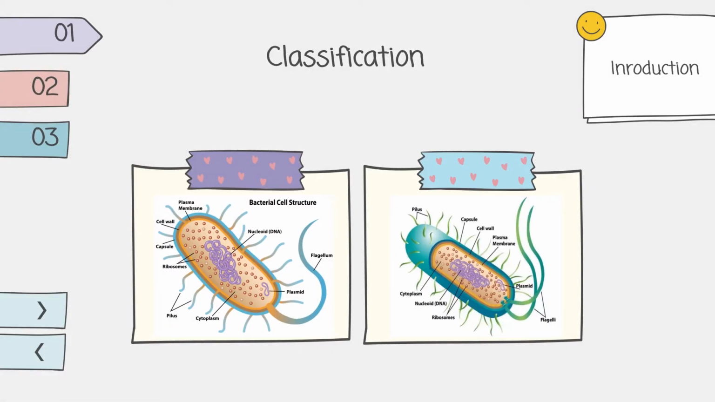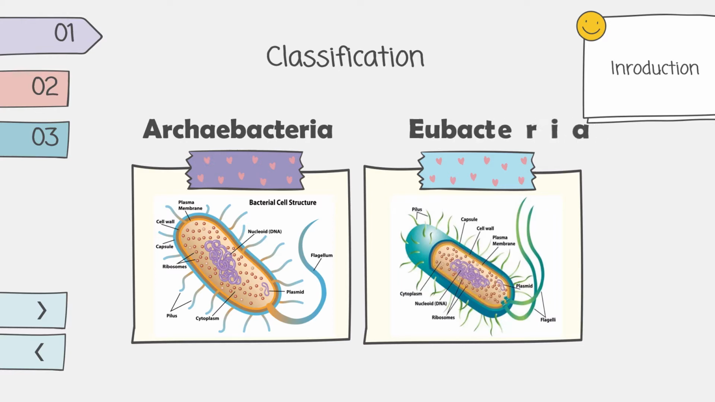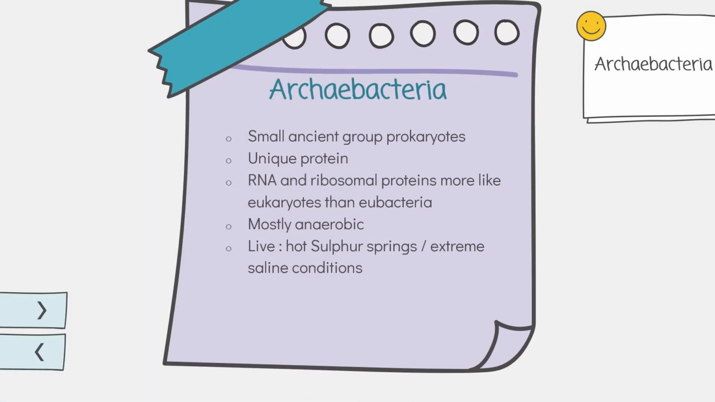So Kingdom Monera is classified into two groups, which is Archaebacteria and Eubacteria. Archaebacteria are more primitive, being the oldest organism on Earth. They have unique protein-like cell wall which lacks peptidoglycan. Next, their RNA and ribosomal proteins are more like eukaryotes than eubacteria. They are also mostly anaerobic and are capable of surviving such extreme environmental conditions such as hot springs and very salty and acidic environments.